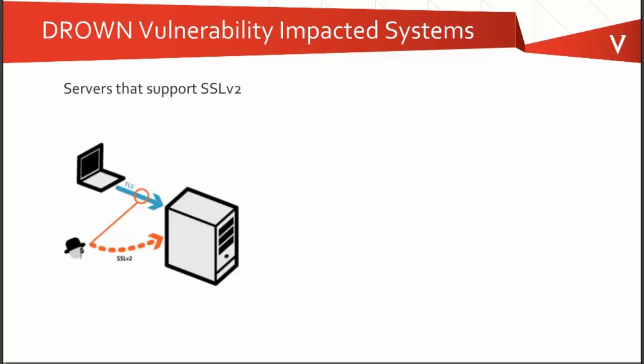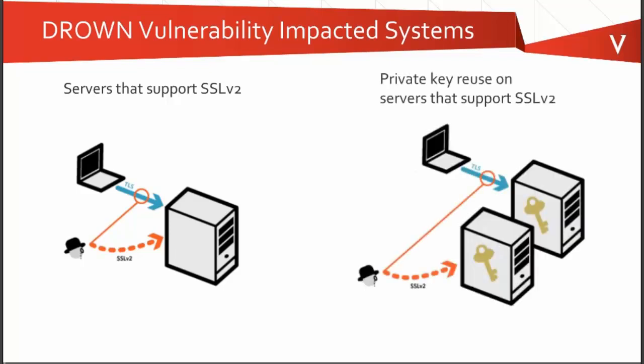In another scenario, for example in this illustration, a server again is utilizing TLS 1.2, and let's say for argument's sake that particular server does not have SSL v2 enabled, but another server does have SSL v2 enabled, and it's utilizing the same certificate, the same private key as the respective server at which the attacker is performing the attack on that specific session.